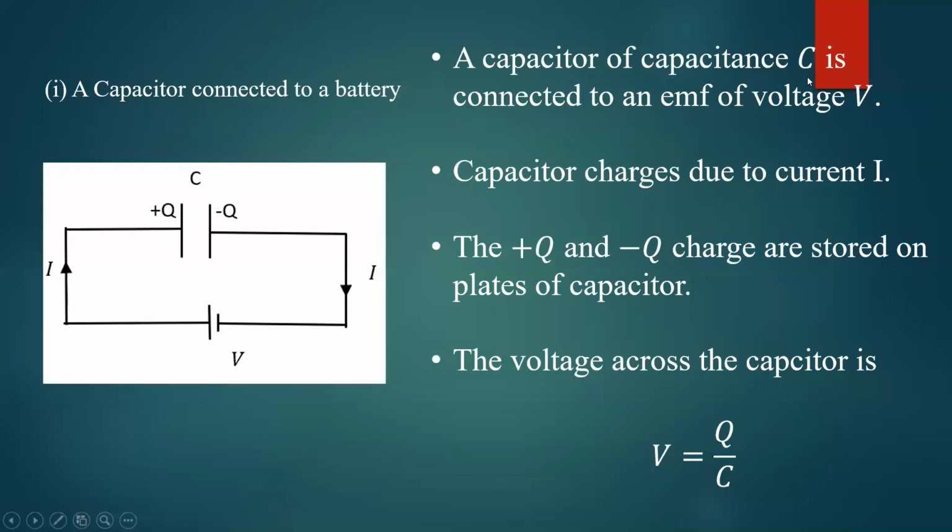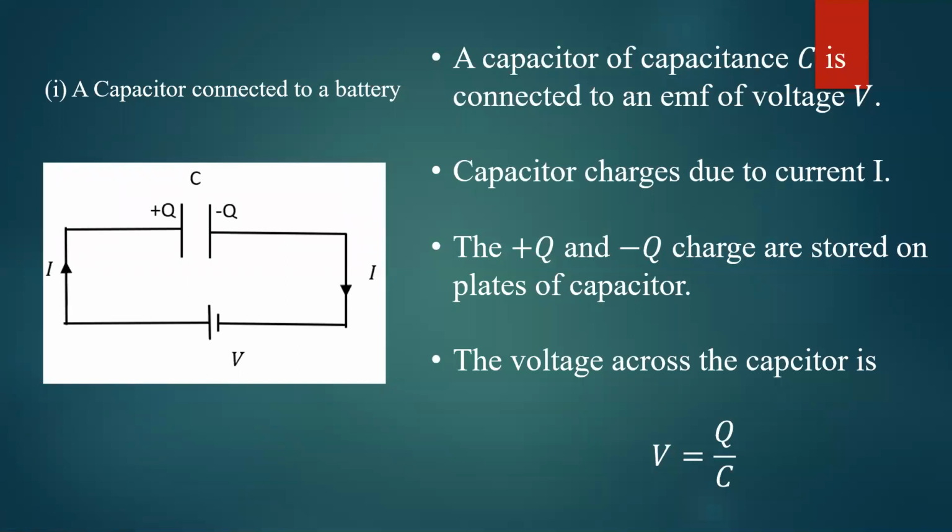A capacitor, capacitance C, is connected to an EMF of voltage V. So the capacitor is having the capacitance C. Okay, when it is connected to a battery, the current I will flow through the capacitor, or that will flow through the circuit. Capacitor charges due to current I. What happens? Capacitor starts to charge. Basically, capacitor stores charges on its plates.